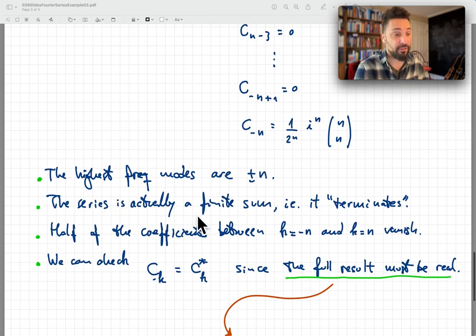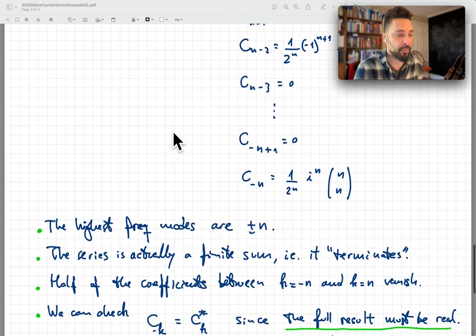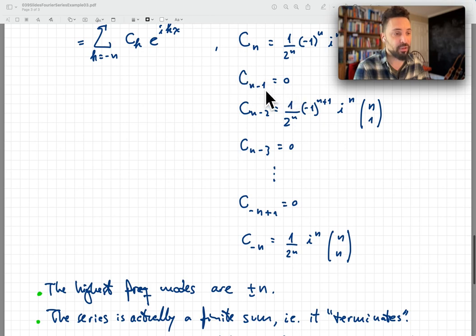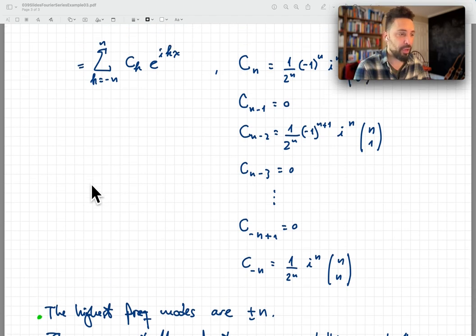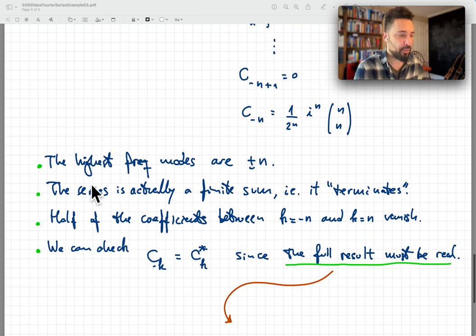This series is actually a finite sum then. It terminates, so it does not go from minus infinity to infinity. Most of those terms are 0 except the ones that go between minus n and n. And half of those between minus n and n actually vanish, because c_(n-1) vanishes, c_(n-3) vanishes, and so on. So between minus n and n, it looks like you might have 2n plus 1 coefficients, but actually half of those vanish, so you don't have to worry about those.